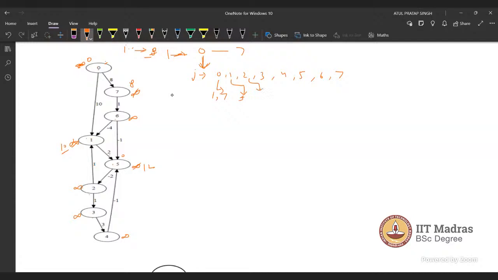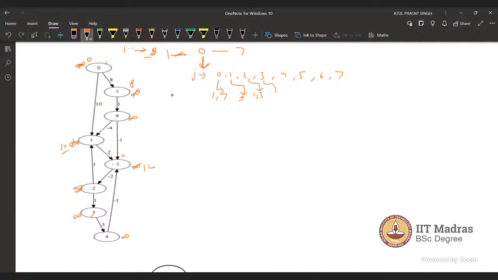Now we will check for 2. What are the adjacent of 2? The value of 2 is infinite, and we are checking the node 2. The adjacent of 2 are 3 and 1, so we will check both sides. Infinite plus 1 is infinite, and infinite is not less than 10, so we will not update this. We will not update any weight from node 2, and it will also not update 3, since infinite plus 1 and infinite are the same.